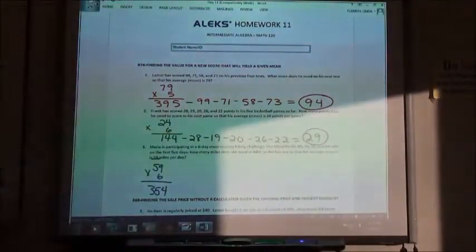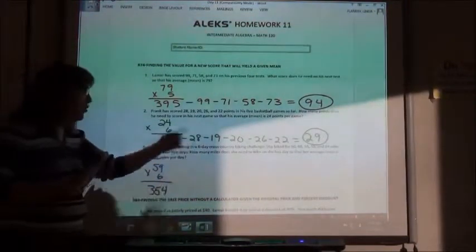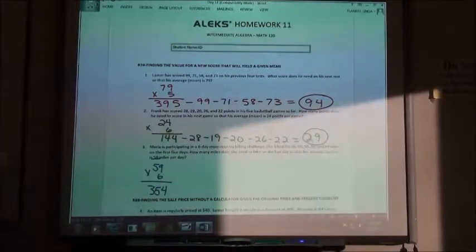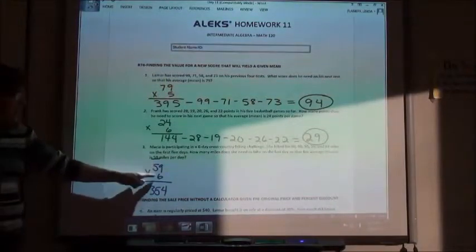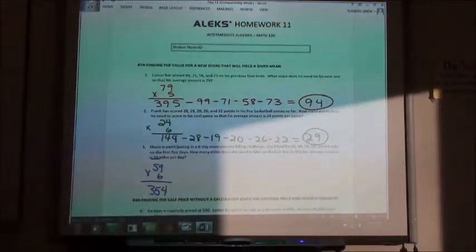Danette says she got 60. Started out with 59 miles per day is what they want the average to be. They're doing a 6-day cross-country biking challenge. And so if we take 59 times 6, we get 354 total miles, I guess we're doing here.